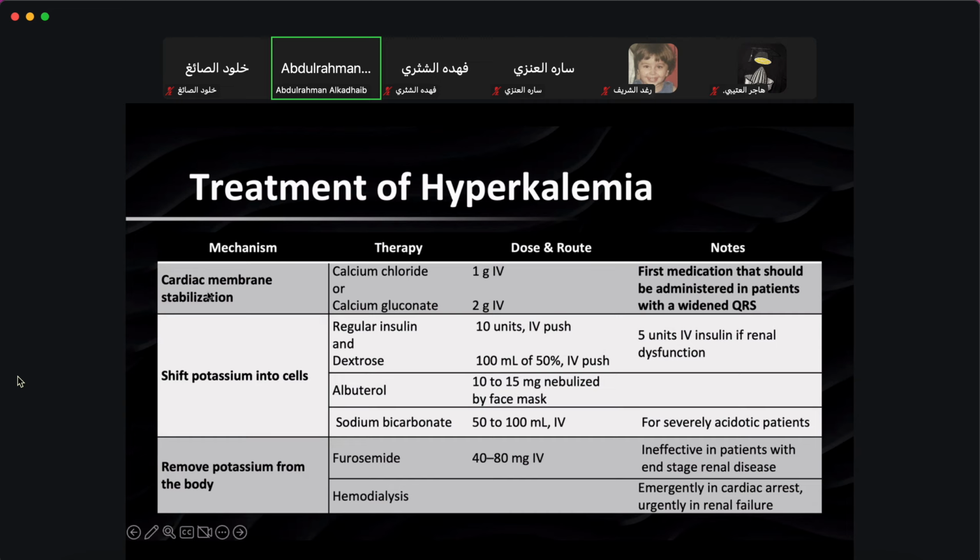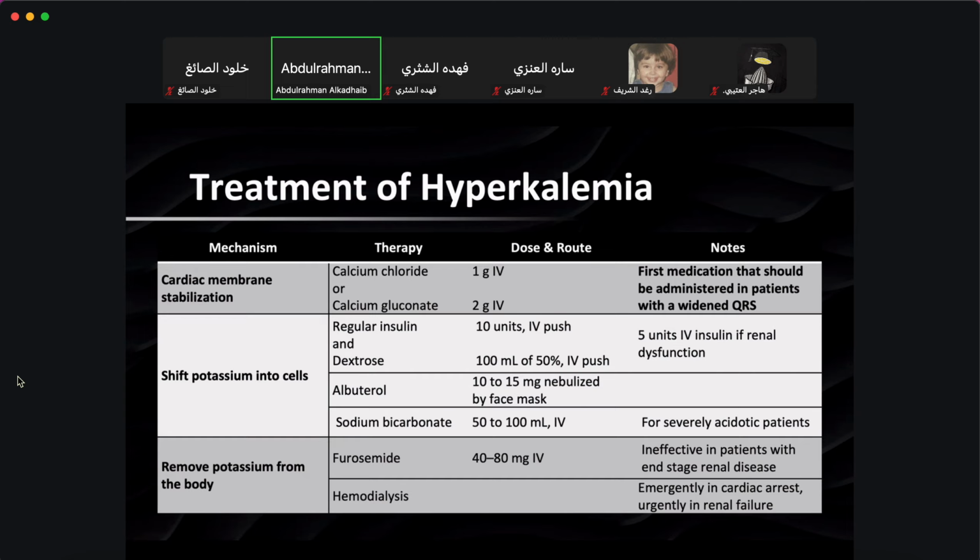And usually we start the treatment in those patients with a class of medication called cardiac membrane stabilizers, and they include calcium chloride or calcium gluconate. And again, this should be the first medication that should be given in patients with wide QRS complexes. And some resources say this should be given in patients with any ECG change, which may include tall T wave or flat P wave. Once we see it, some resources recommend also using calcium gluconate or chloride in those patients.